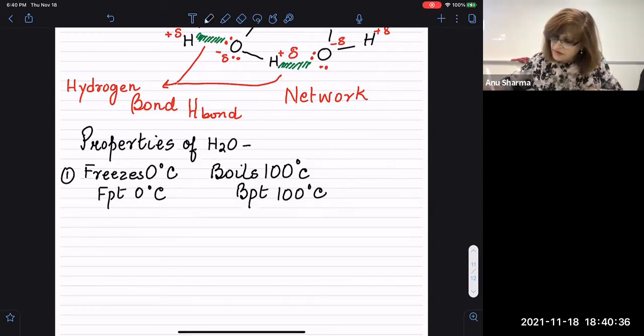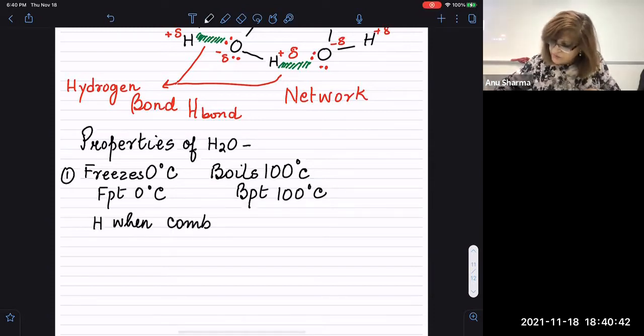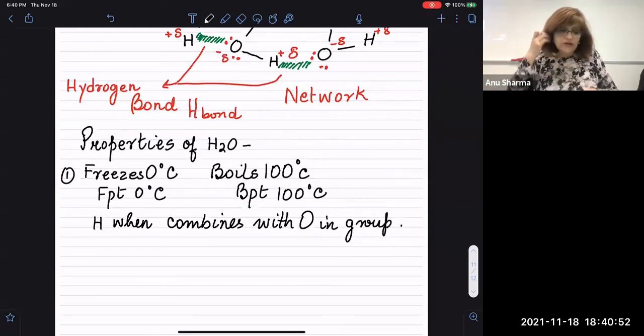When hydrogen combines with oxygen, the boiling point is very high. Ideally, as we talked about, the boiling point and melting point should increase from top to bottom, but this is the opposite.